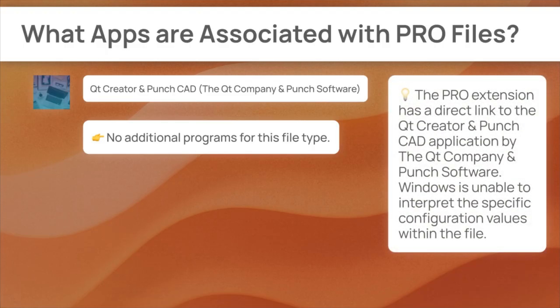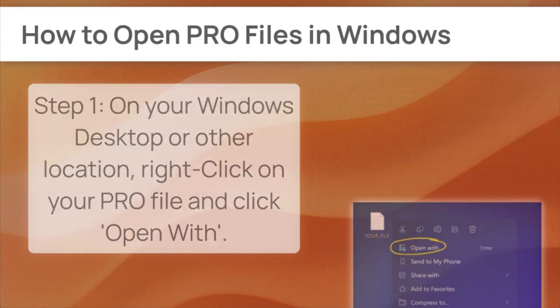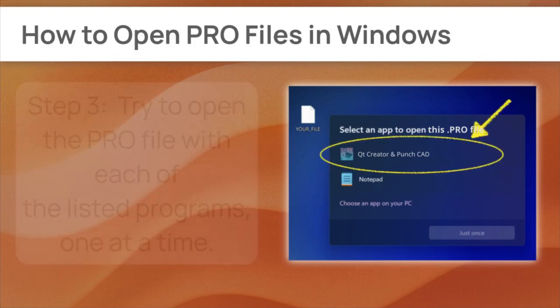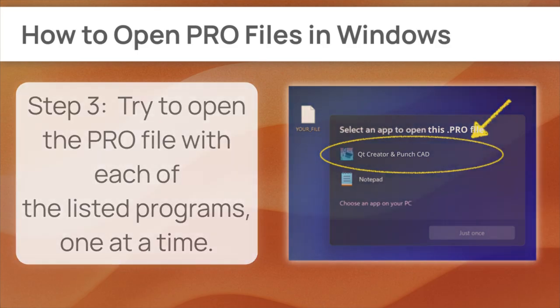Windows provides a generic icon, but lacks a specific viewer for this format. Windows can open scripts for review, but running them depends on compatible tools. Your first step towards data access: right-click the PRO file and select Open With. If Qt Creator and Punch CAD is on your system, try that first. If not, try another option immediately.